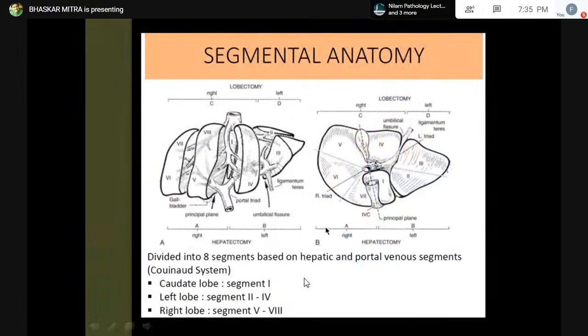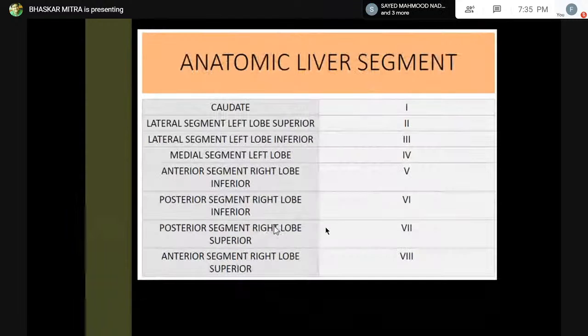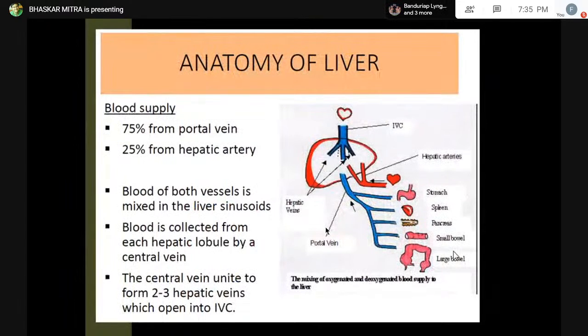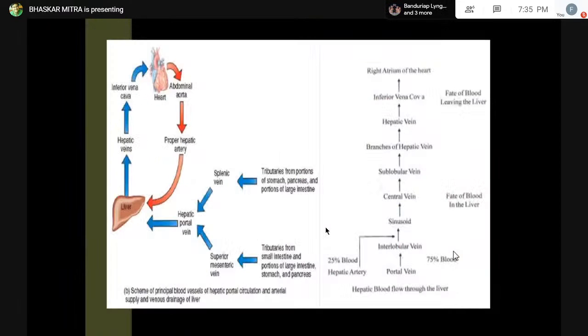Now, the liver has been divided into segmental anatomy by the different lobes. That is the lateral segment, medial segment, anterior segment. It is better appreciated here how we separate the liver into the different lobes. These are the things we usually notice when we examine the autopsy specimen of the liver.